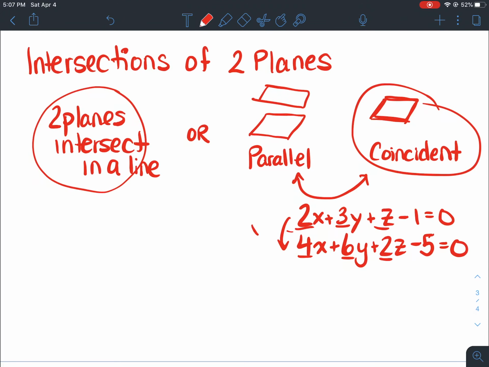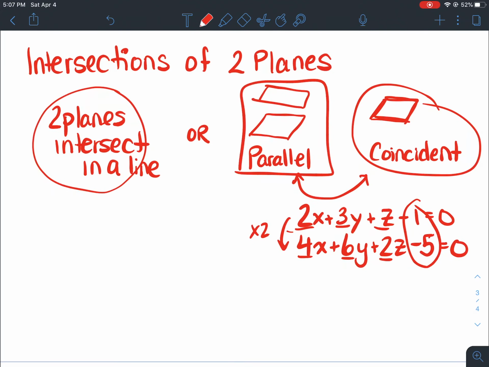So if these are all multiplied by 2, but then the D value is not a scalar multiple, then they must be parallel planes and not coincident.